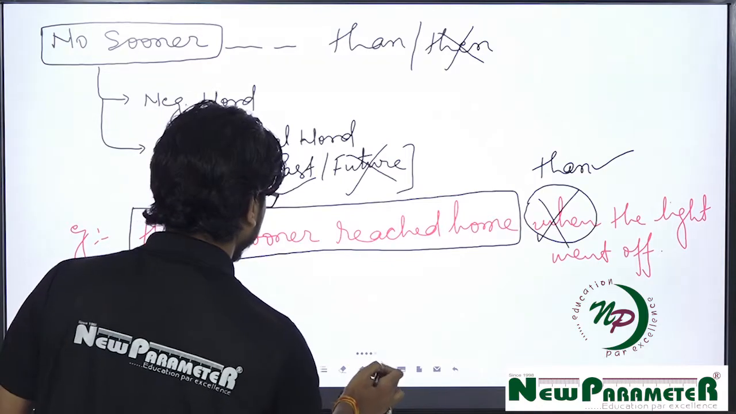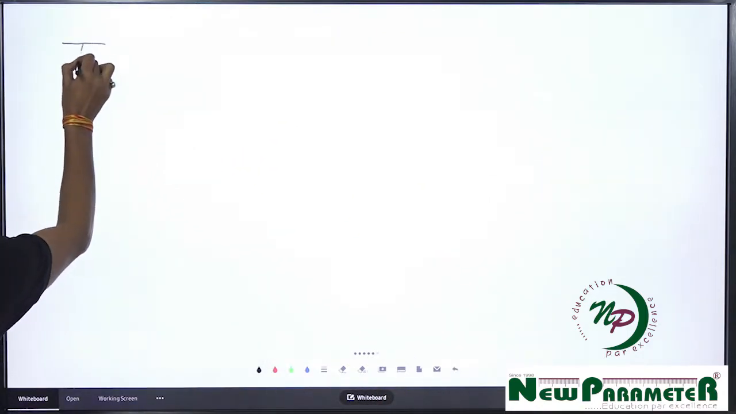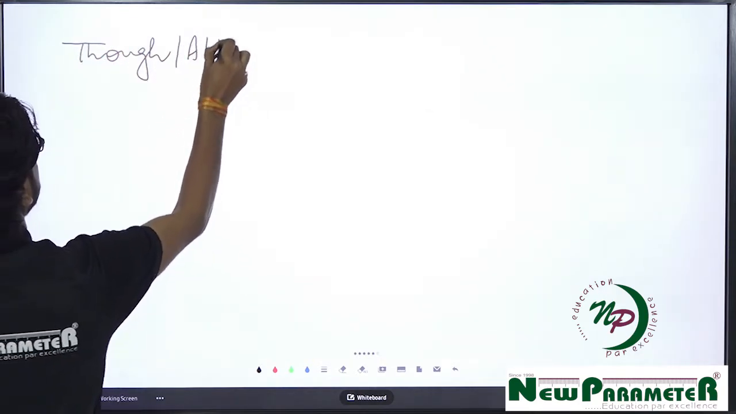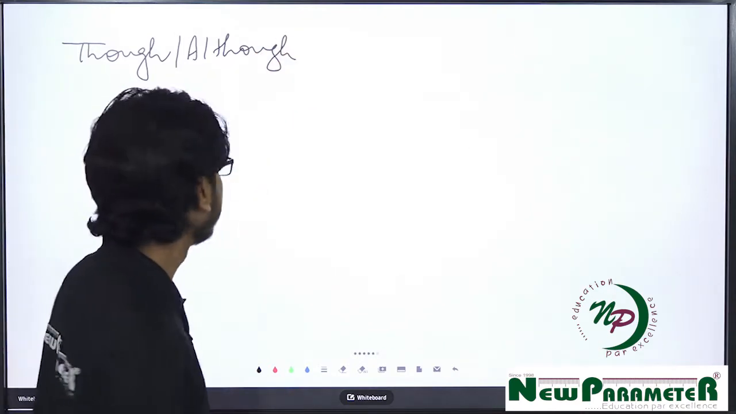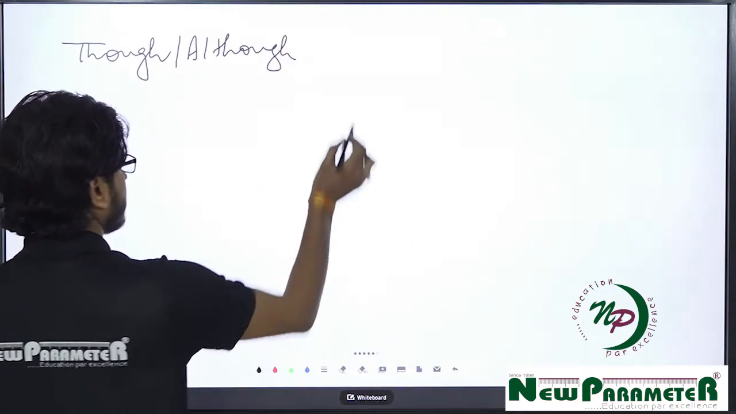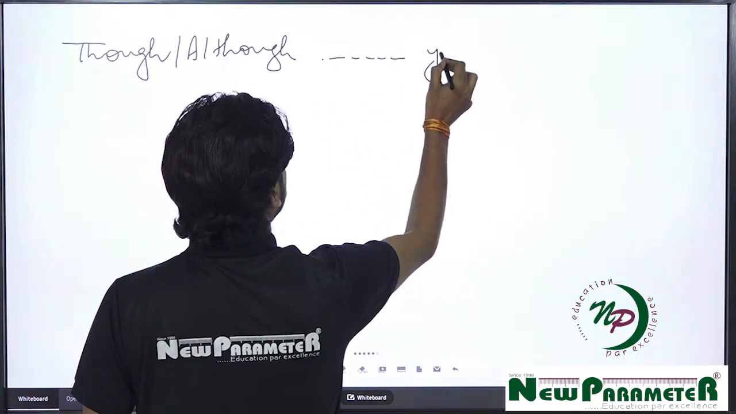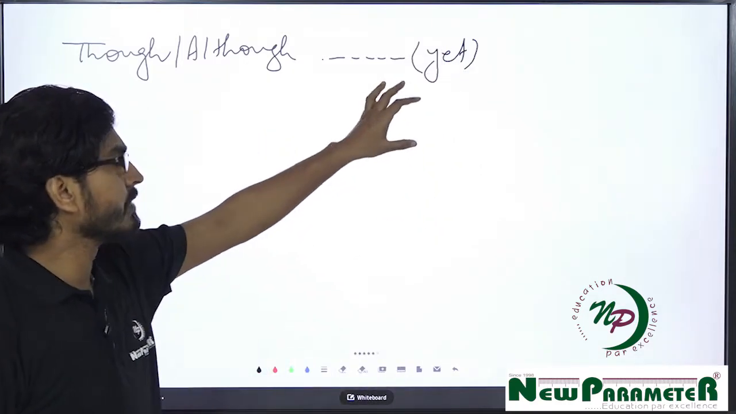Now move to another point, that is though and although. It is very easy. Why? See guys, whenever we use though or although, we have to use yet. And I have kept this yet in bracket.